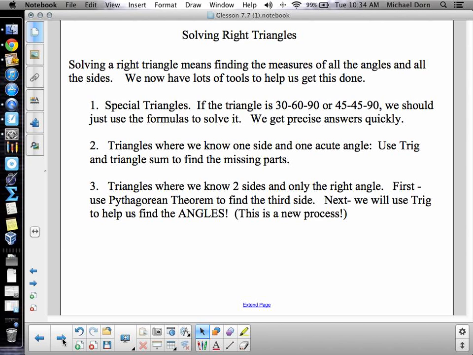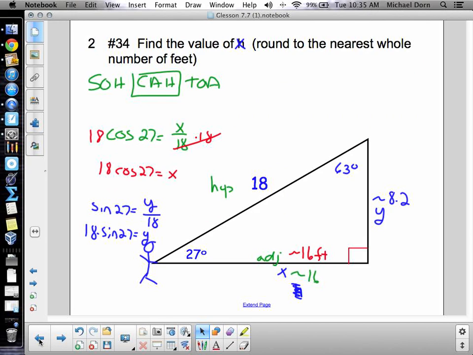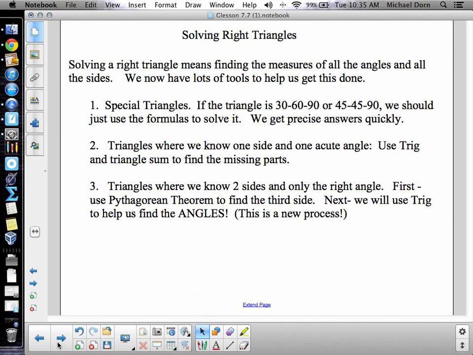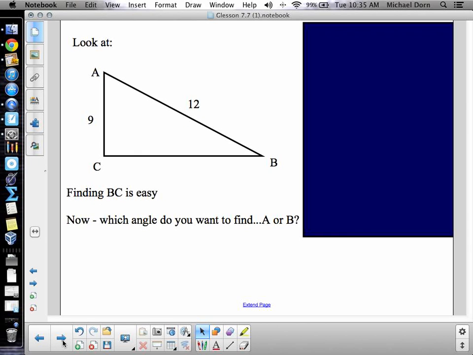The third case is where it's going to be something new today. If I know 2 sides and only the right angle, so I don't know either of the acute angles, but I do know 2 sides of the triangle, first off, I can use Pythagorean theorem to find the third side of the triangle. That's not a problem. Pythagorean theorem, boom, done. But second, we're going to use trig to help us find the angles. So that goes back to some of the problems we did yesterday, not the one we did because it was special. We're going to use trig to help us find the angles. And let's see how that works.